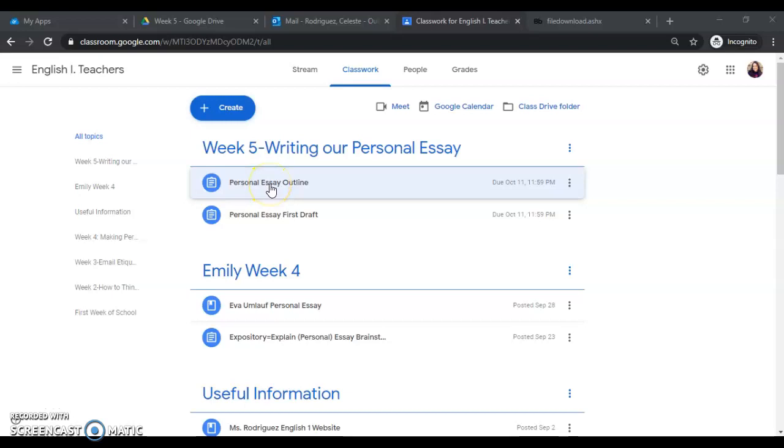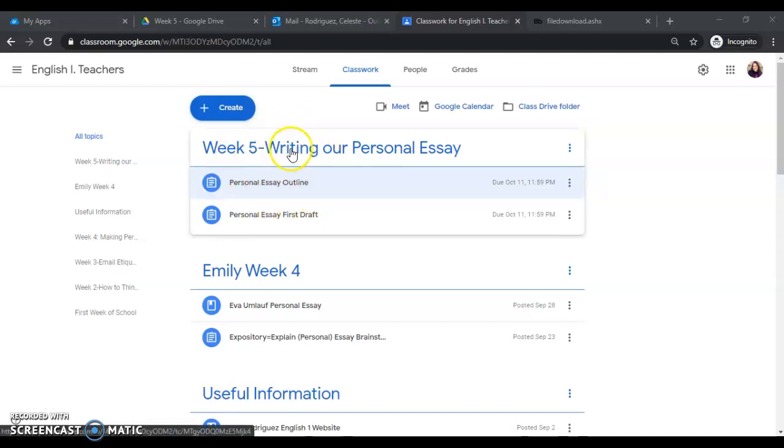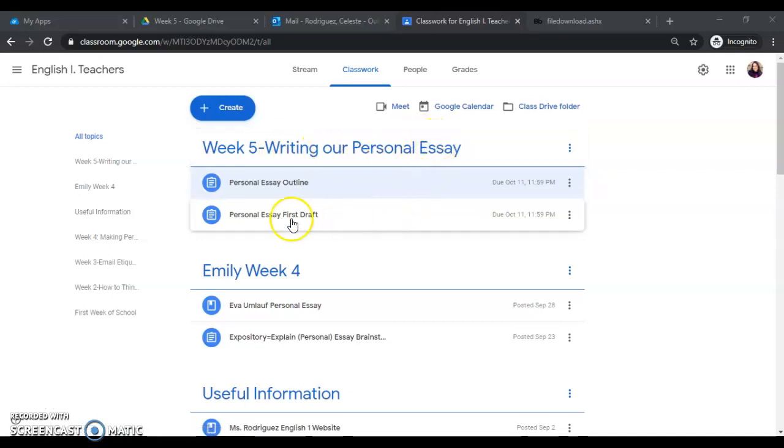Alright guys, so this is just a quick lesson telling you basically how to complete these assignments. You should have a topic in your Google Classroom titled Week 5 Writing Our Personal Essay. Okay, you're going to start with the personal essay outline. I am going to have these numbered step 1, step 2, but start with the outline.